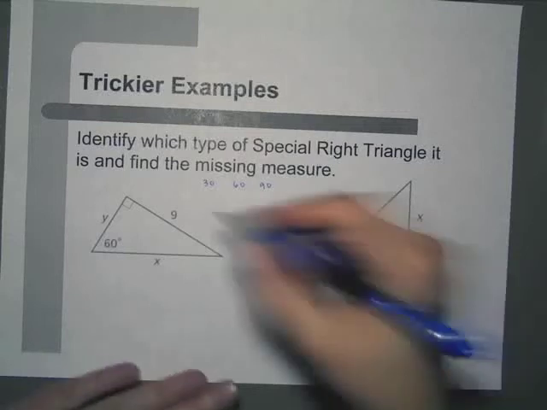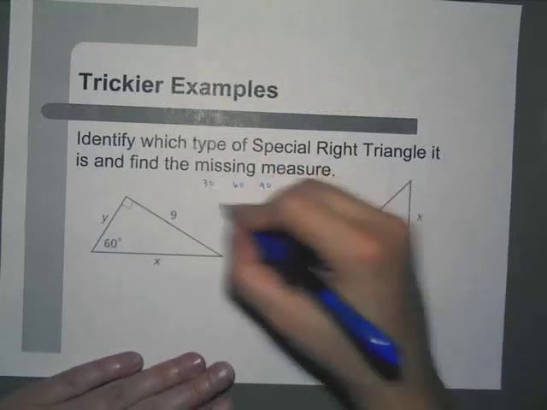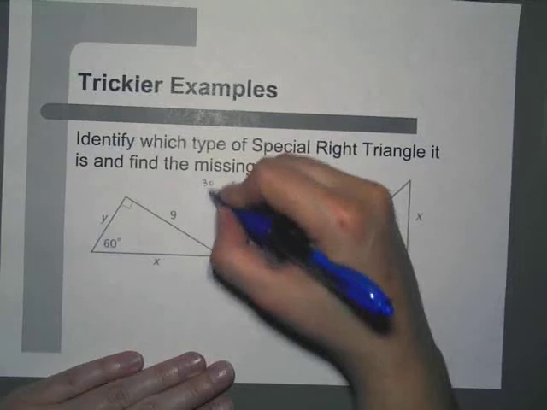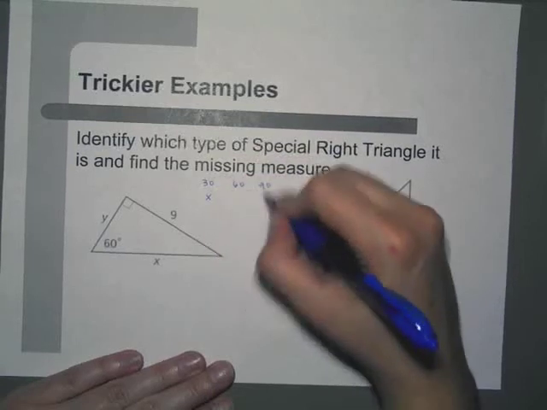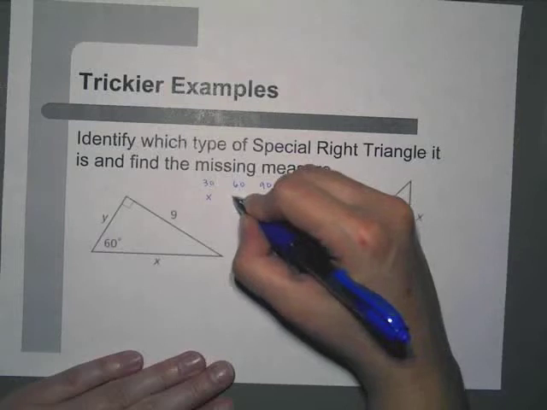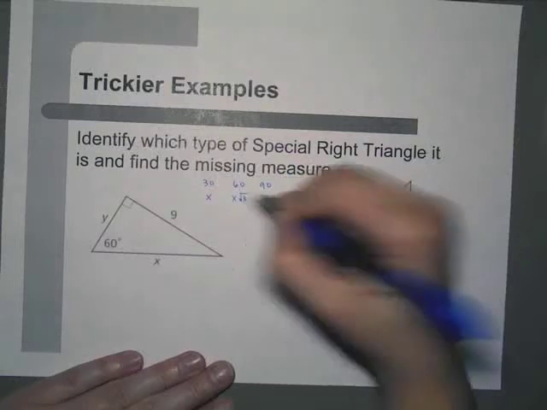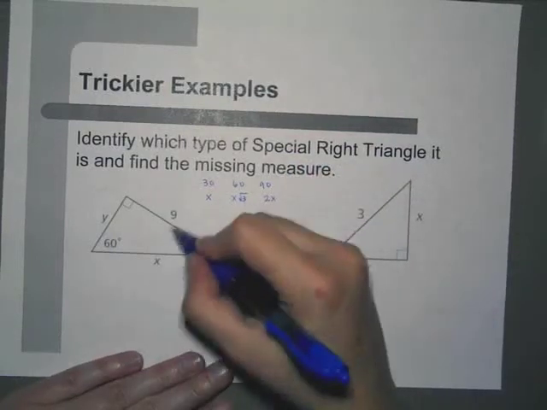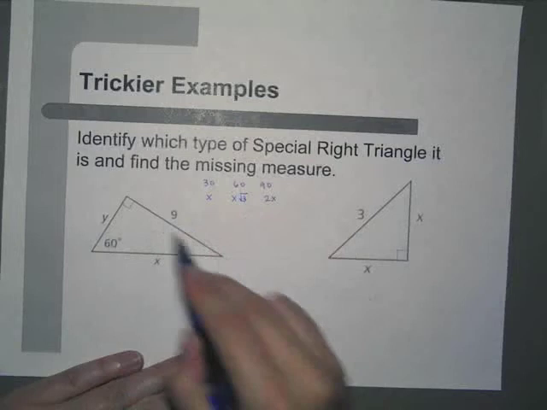All right, so we remember that our pattern for the 30, 60, 90 triangle: 30 is across from the shortest side, it's x. The hypotenuse is across from the 90-degree angle, it's 2x. And then the longer side is x times the square root of 3. Okay, in the problem we see here, we're given 9, which is the longer side of the triangle.